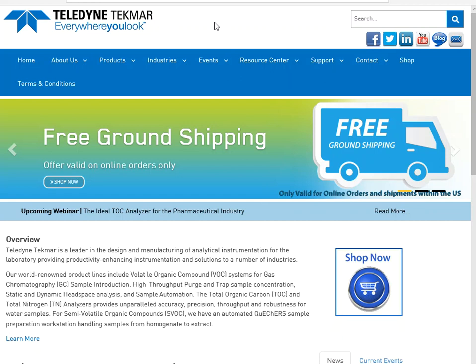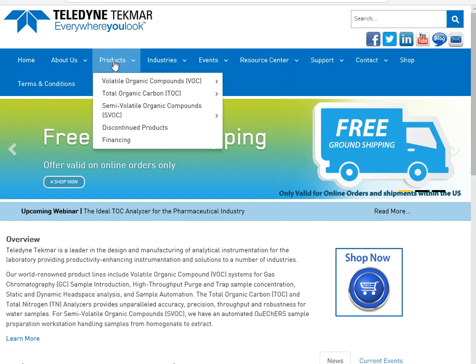Shimadzu, which is our GCMS manufacturer, does not make purge and trap systems. What they do is pair up with Teledyne Tekmar, and they say, we want you to do a model that is compatible with our instrument, and that's exactly what they've done. So Teledyne Tekmar is the manufacturer of the purge and trap system.